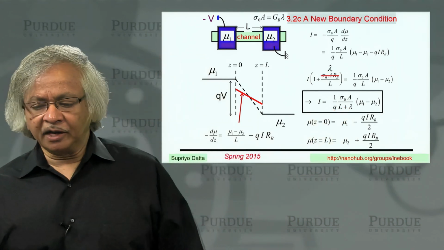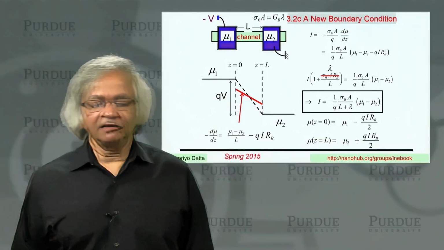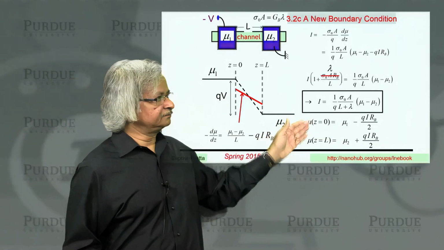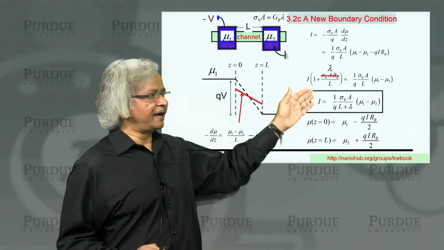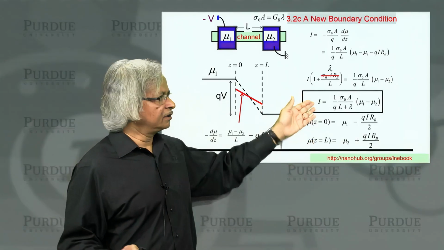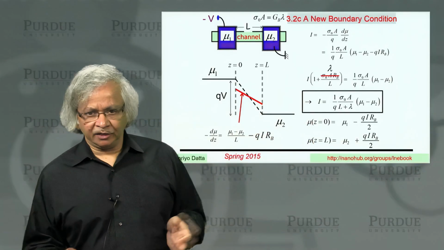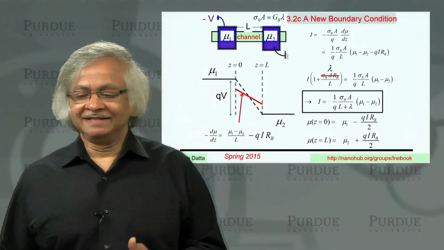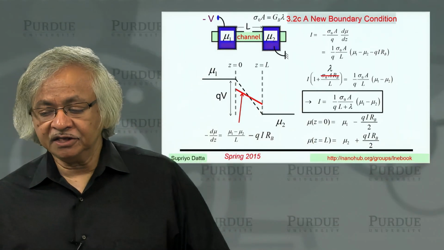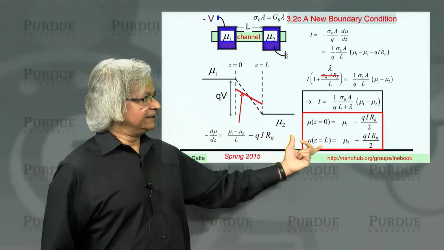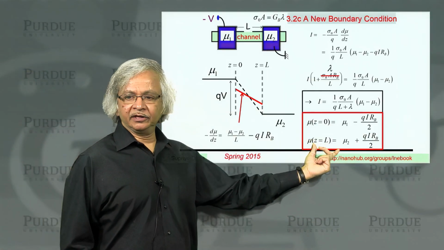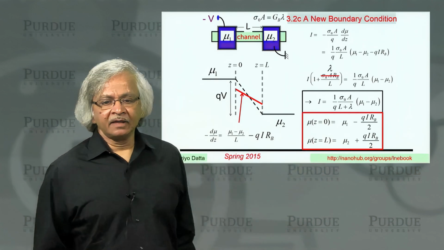So what I'm trying to show is that if you modify the boundary conditions, as I've shown here, you'll get the right answer, the one we have been talking about, out of the diffusion equation. The equation doesn't need to be changed, just the boundary condition needs to be changed. See? And this is the correct new boundary condition.